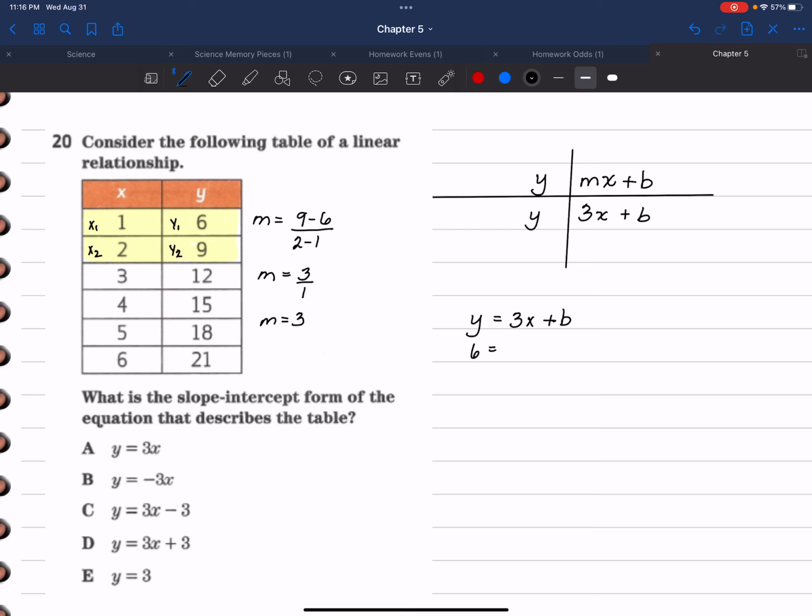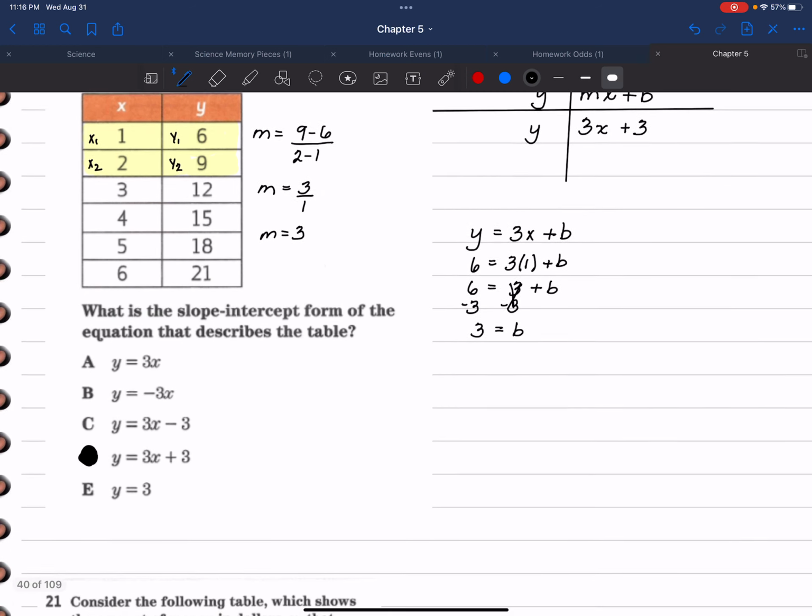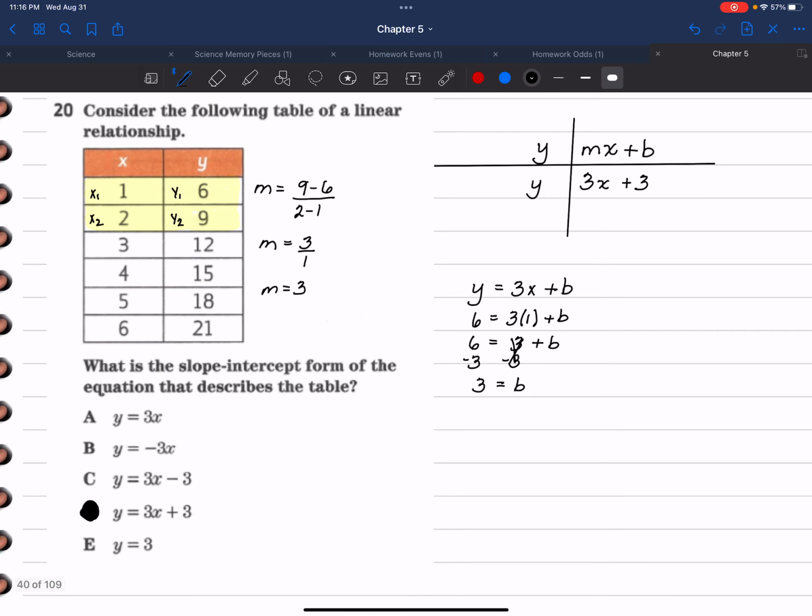I'll use 6 for y, and that's 3 times 1 plus b. So 3 minus 3, minus 3. Looks like baby b is worth 3. So let me go back to that. I'll just erase that b I put in there and put a 3. So this looks like slope-intercept. And sure enough, what is the slope-intercept form? I like answer D on this one. It's just that equation that we wrote.